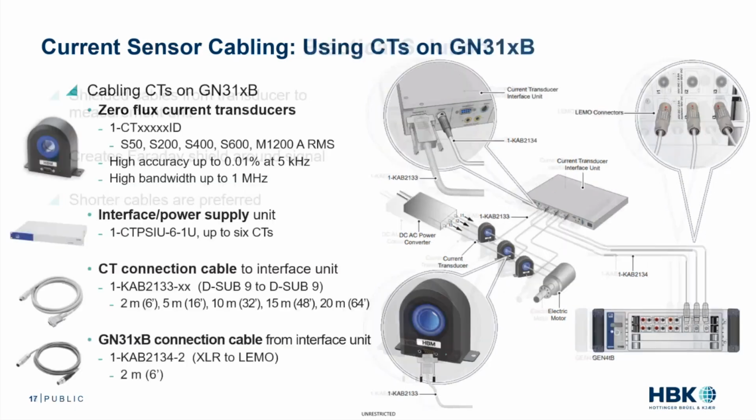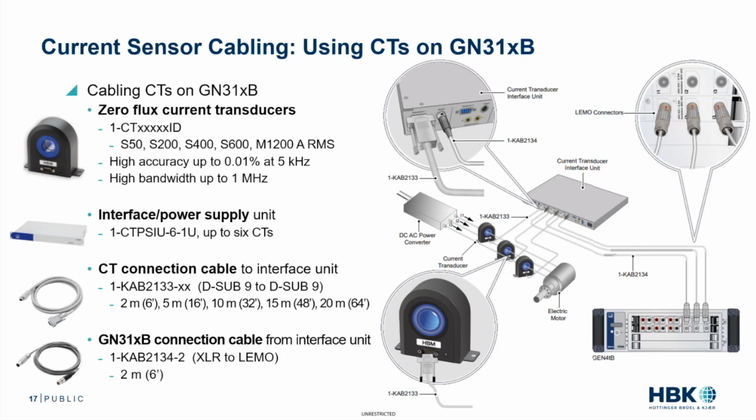So to elaborate a little bit further, let's say in this case, you're using zero flux current transducers, whether it be 50, 200, 400, 600, or 1200 amps RMS. The CTs I've shown here are HBM branded, but they're from DataSense. That's no secret. You'll see that on our website at hbm.com. They provide very high accuracy, up to 0.01% at 5 kilohertz, for example, and even high bandwidth up to as high as a megahertz.